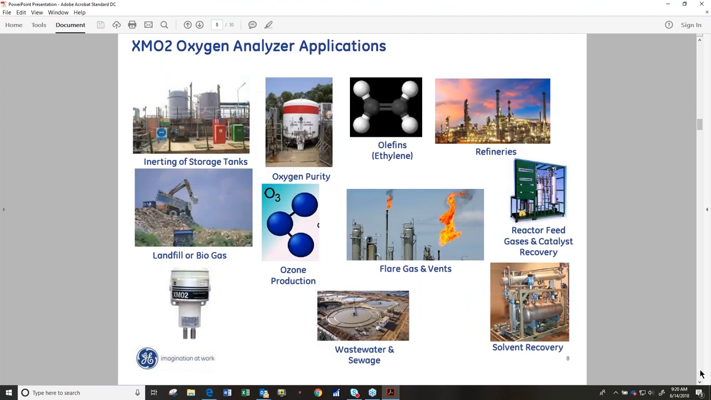Well, this is just an overview of the typical applications that the thermoparamagnetic sensors are used in. They're used a lot in inerting, in ozone production, in refinery applications, in landfill and biogases, wastewater, and another area is solvent recovery. I'm going to go to the next slide.